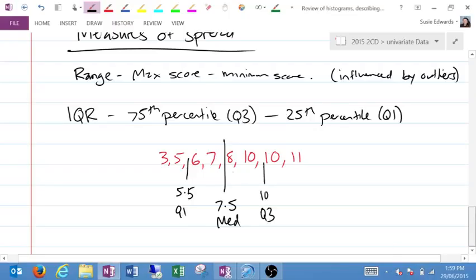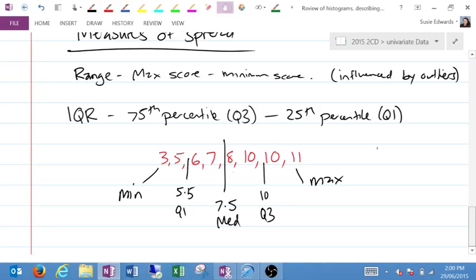What other 2 points do we need to know? Min, and 11 is max. Those 5 points are the points we have to show on a box plot. Does everyone see how we got Q1 and Q3? They're the trickier ones. Yeah?